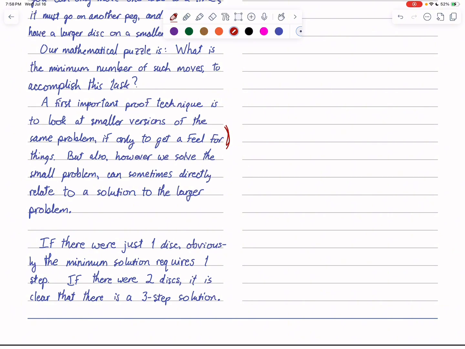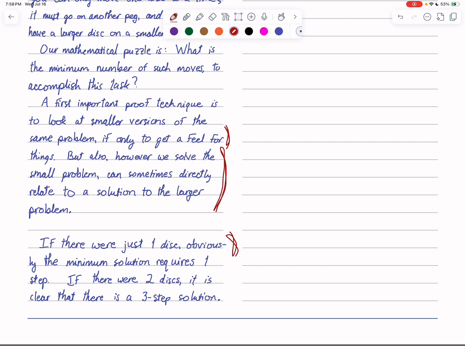In some cases, not all, but some cases, whatever solution you give to the smaller problem, especially if you give a kind of nice solution to the small problem, then you can actually use that solution for the small problem and apply it to the bigger problem. So that is what's going to happen here. Now, let's think about the situation if there were just a single disc. Well, that's really easy, right? The minimum number of moves, obviously, is just 1, because you pick up that one disc from the first peg, move it over to the last peg. You couldn't do it in any fewer moves than 1, so 1 is the minimum solution.